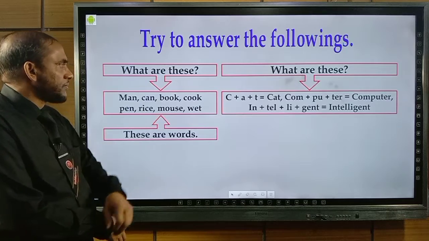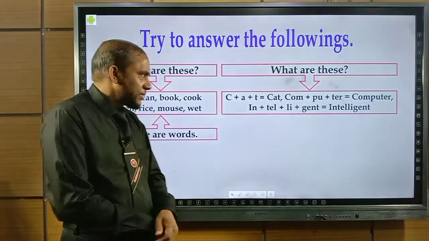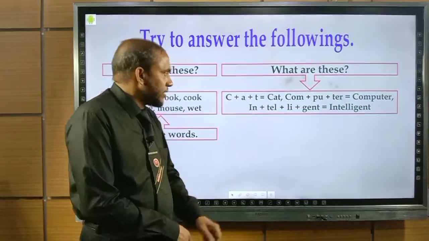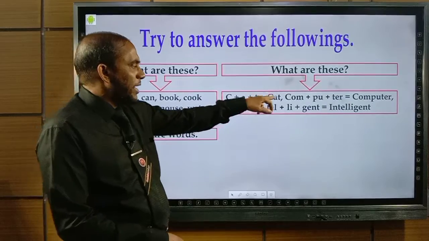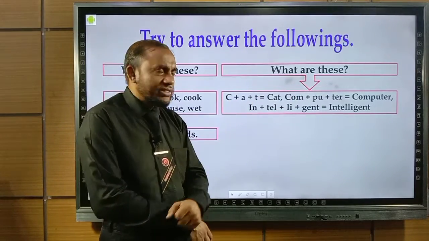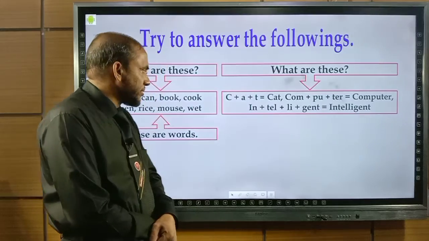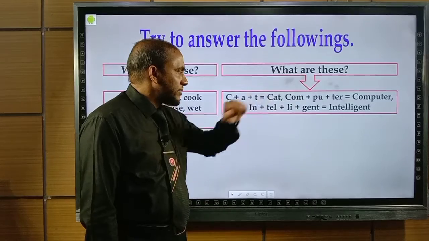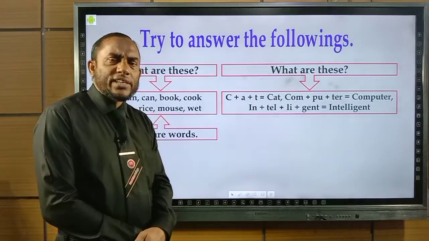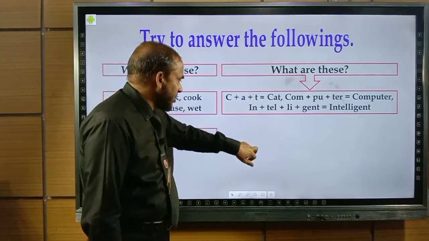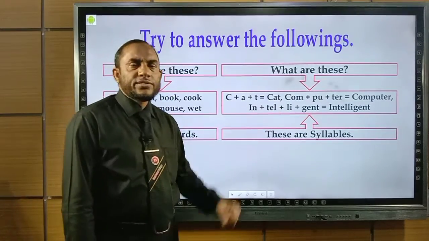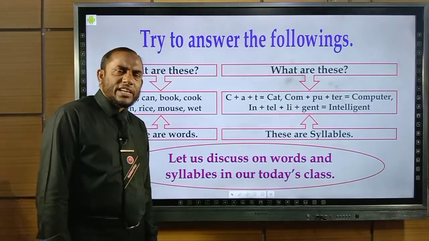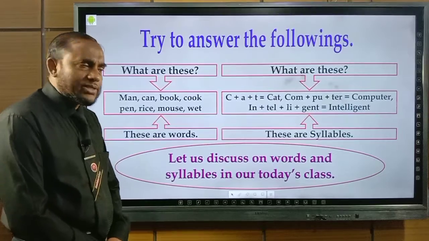And now, what are these? C plus A plus T equal to cat. COM plus PU plus TER, I mean computer. In plus tell plus li plus gent equal to intelligent. Dear students, these are syllables. Let us discuss words and syllables in our today's class.